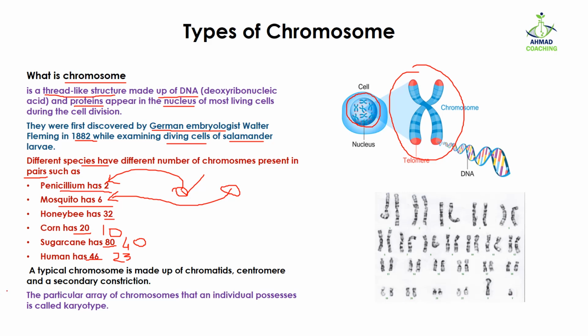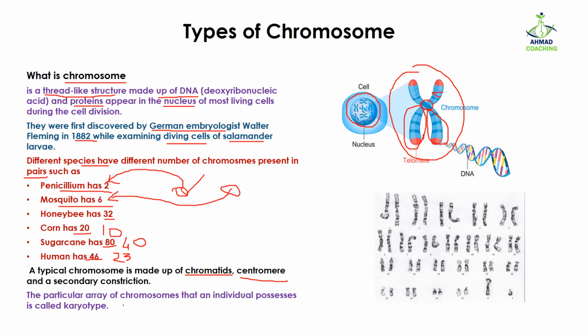A typical chromosome is made up of chromatids. This part here, these are chromatids. A centromere, as the name indicates, is going to be in the center. So this part here is the centromere. And there are some secondary constrictions where the chromosome is making a bend.